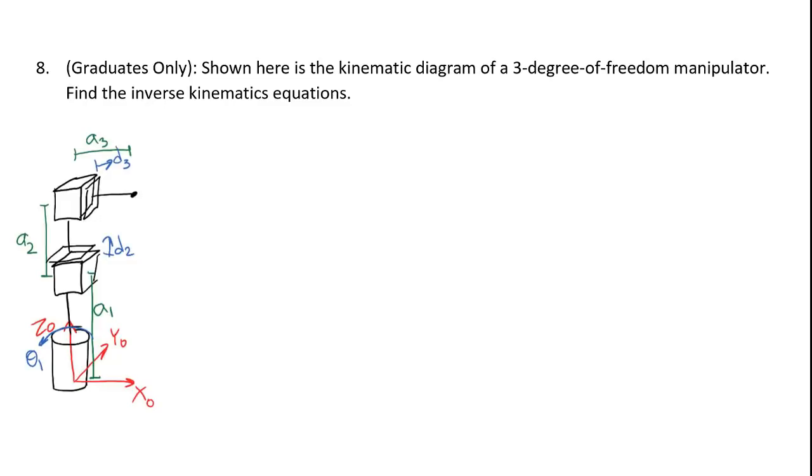Okay, question 8 is only for the graduate students, and this is also an inverse kinematics problem. If we look at this manipulator from the side view, I'll be able to see D2, but I won't very well be able to get theta 1 or D3. If we look from the top view, I'll be able to see theta 1 and d3, but I won't be able to see d2. So almost certainly I'll have to use both the top view and the side view for this manipulator. I'm going to start with the top view because I think that is a little bit easier to start with.